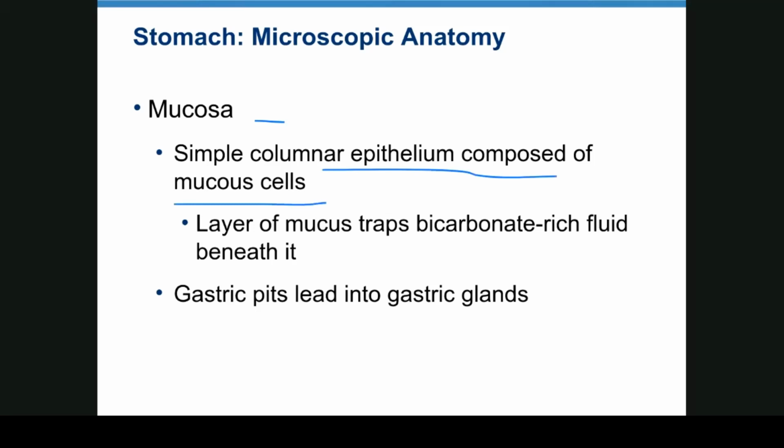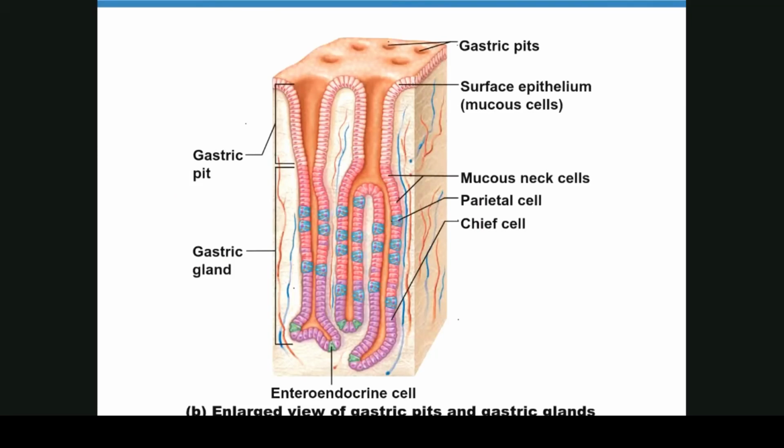Now mucus traps bicarbonate-rich fluid under it. And then you have gastric pits that lead to gastric glands. Now, stomachs are made out of food, and so it's extremely important that they don't digest themselves. So this is why you have the mucus and the bicarb. Here are pictures of our gastric pits.